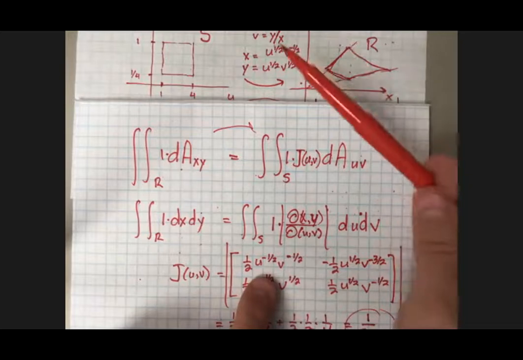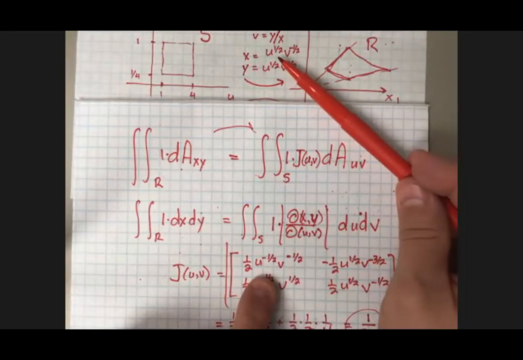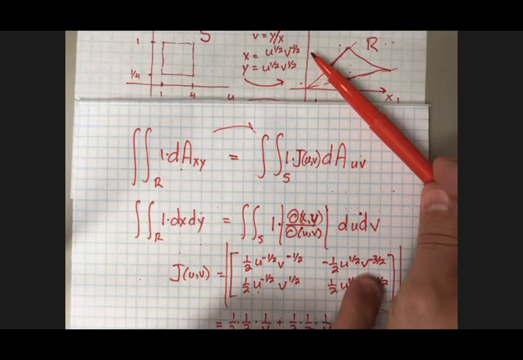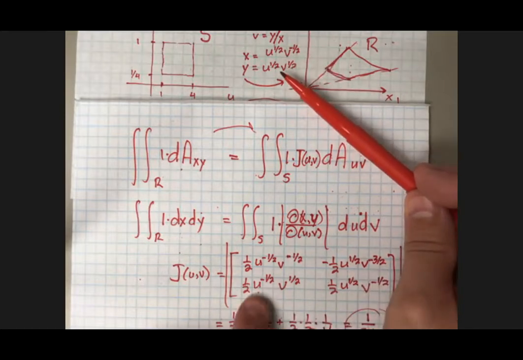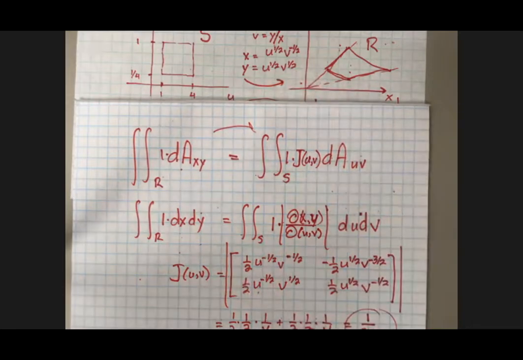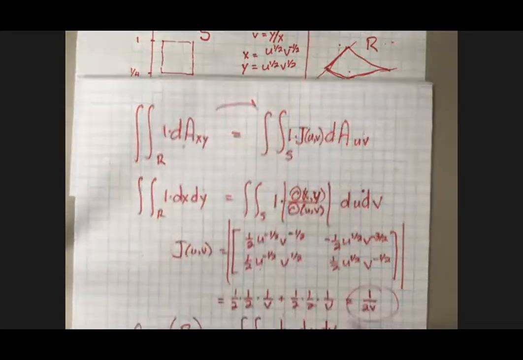I just want to check my derivatives before I execute this to make sure I did with respect to U, then with respect to V. Yes. Then with respect to U, then with respect to V. So far, so good. So now, what's the area of that region R? It's the double integral over S of 1/2V du dv.